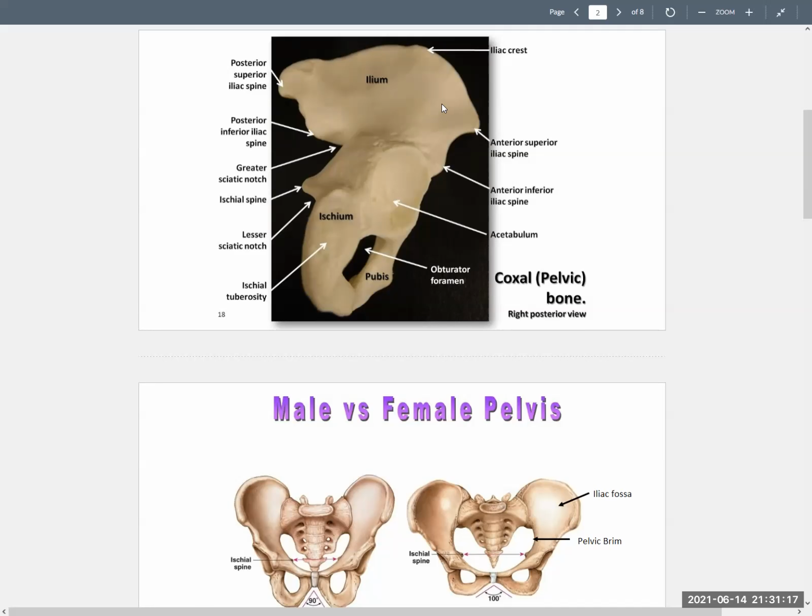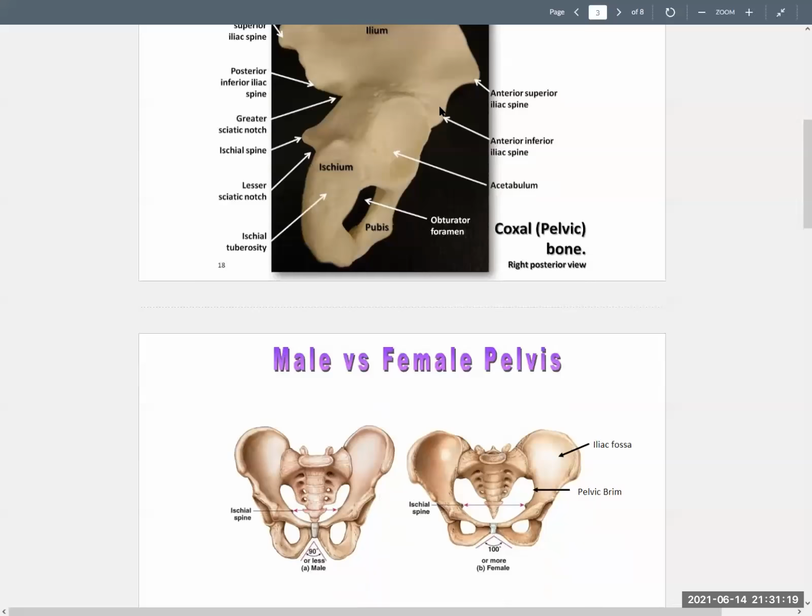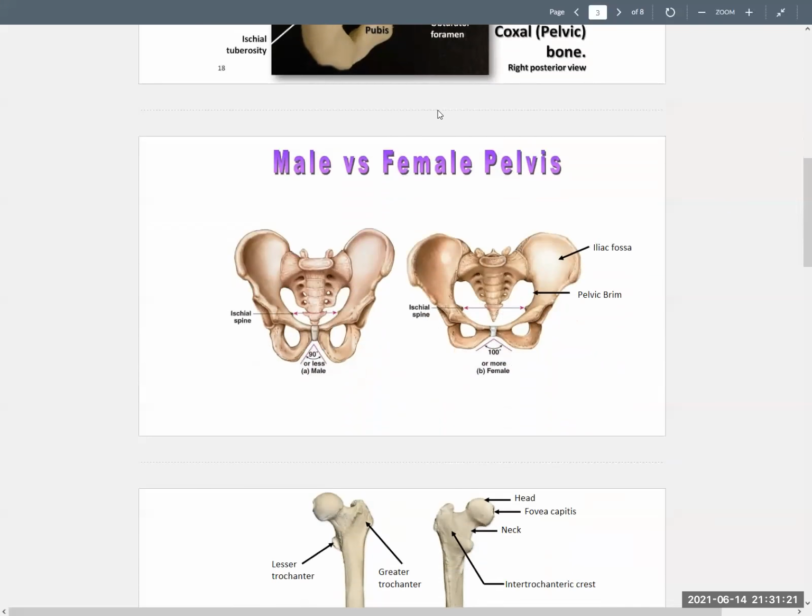We'll see most of these a little bit further on. Okay, I think there's an update needed for this male versus female.